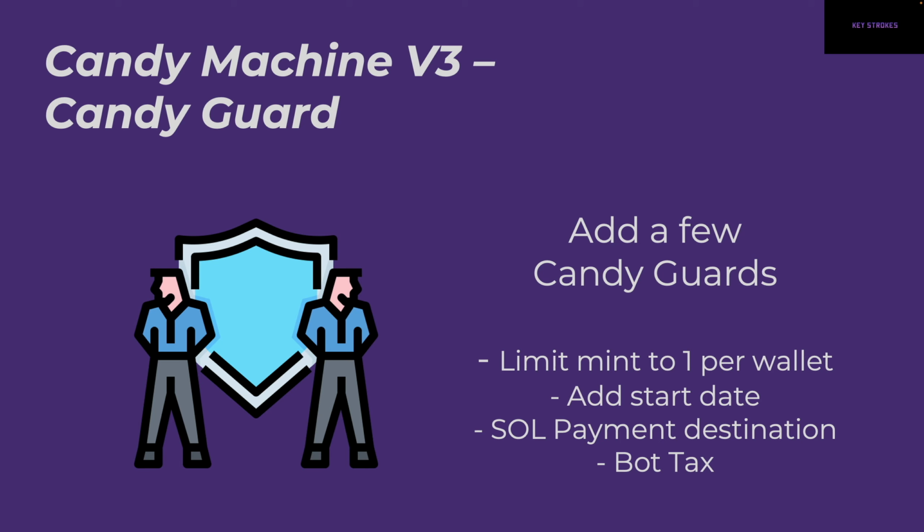And now let's add some candy guards to our candy machine. Let's limit our mint to one per wallet. We'll add a start date. We'll add a sol payment destination, that is where all the funds go. And then we'll add a bot tax, so that we can safeguard our candy machine against bad actors.